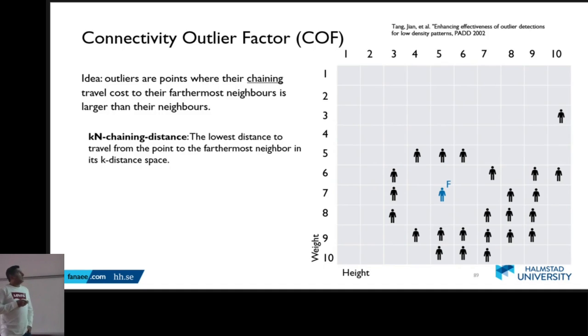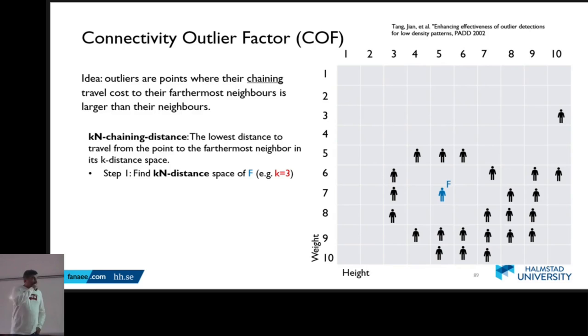Developed in 2002. The idea of this is that outliers are points where their chaining travel cost to their furthermost neighbor is larger than their neighbors. So they define a new distance called KN chaining distance, which is the lowest distance to travel from the point to the furthermost neighbor in KN distance space. Let's see an example.